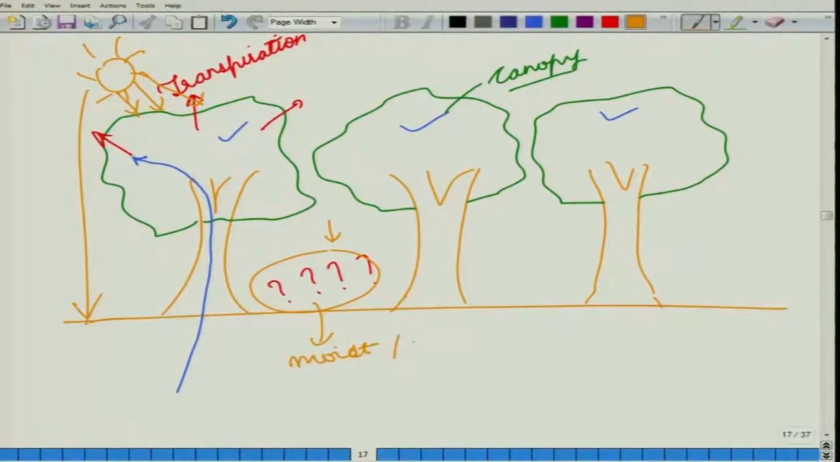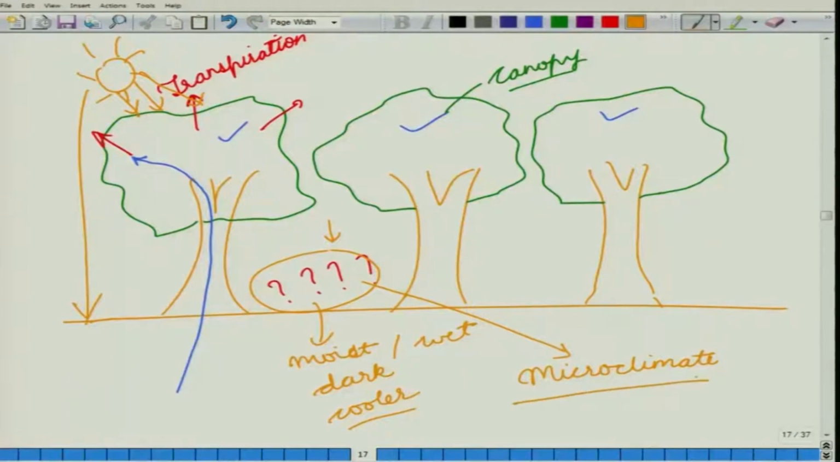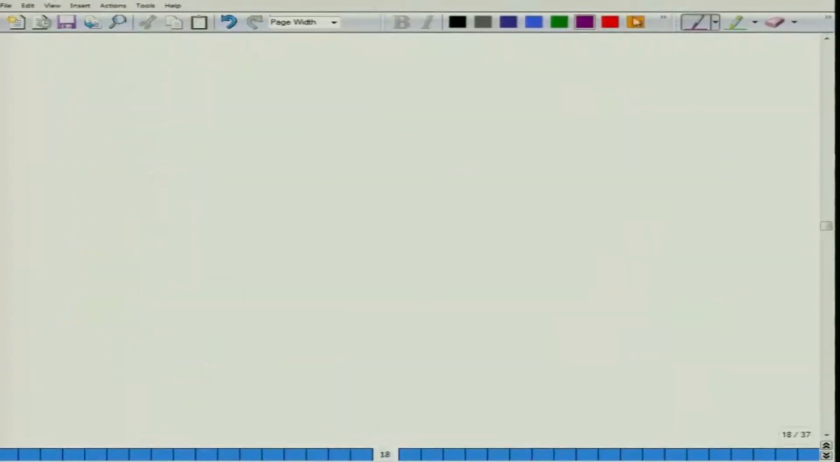It is so moist, or we could call it wet. It is also dark as compared to a bare ground. At the same time it is also cooler because the sun's rays are not able to heat up this region. So the climate of this point, also known as the microclimate, is very different from the climate over a bare piece of land. That being said, the nutrients on this portion will also be different from the nutrients we will be having here. Why would that be so?